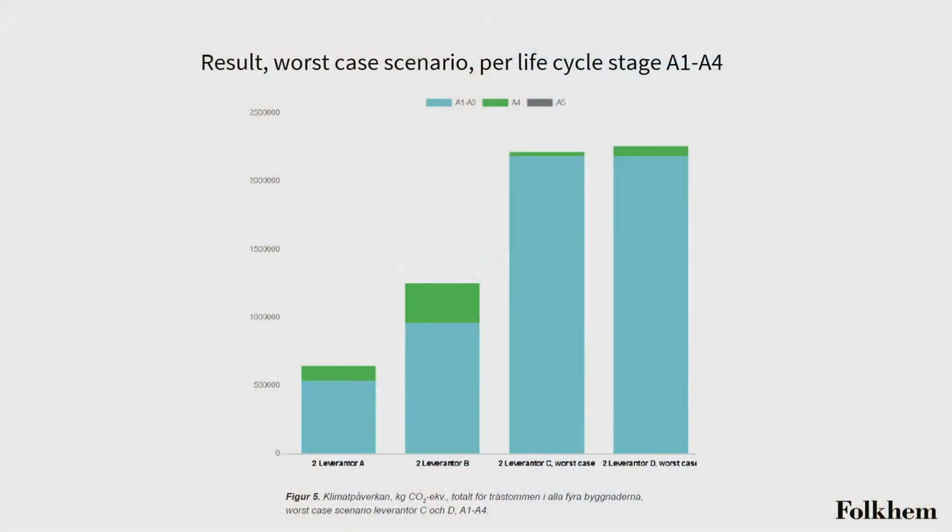Because we compared 4 different suppliers of exactly the same product, CLT boards, and this was the output from the LCA calculation. The biggest difference came between the suppliers that didn't have EPDs and the one that had. The other difference was between the first two: one was placed in Sweden and one in Germany. So that was the transport and the energy supply for the industry. That was a great lesson for us to understand.